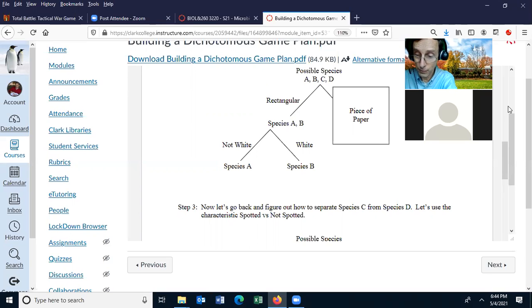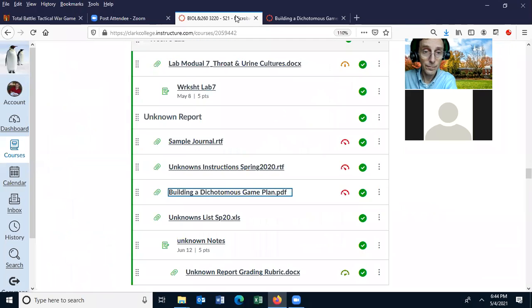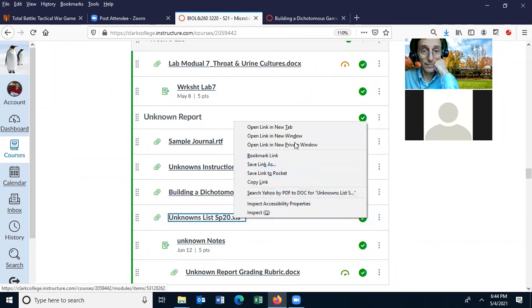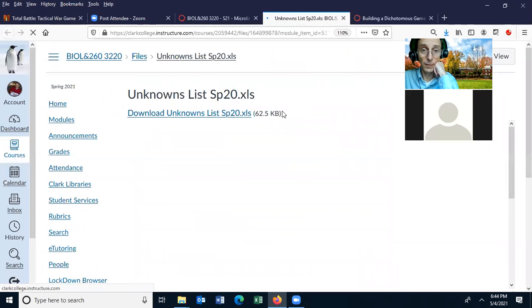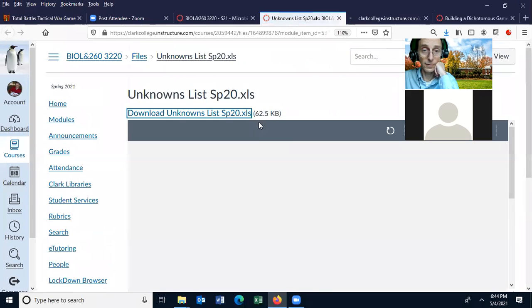Essentially, that means you'll be running one test at a time, and you'll be waiting for the test results before you decide which test to run next. And that will be forcing you to use dichotomous logic. Let me briefly show you this. This is the list of the possible bacteria species you'll be working with. Let me download it because it'll show better.